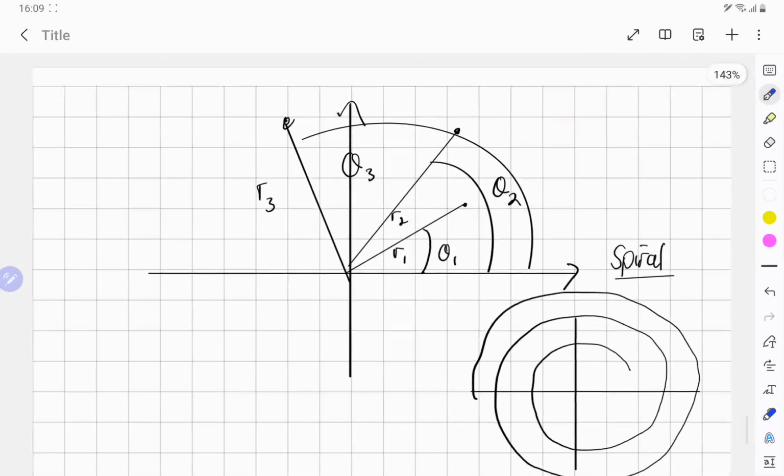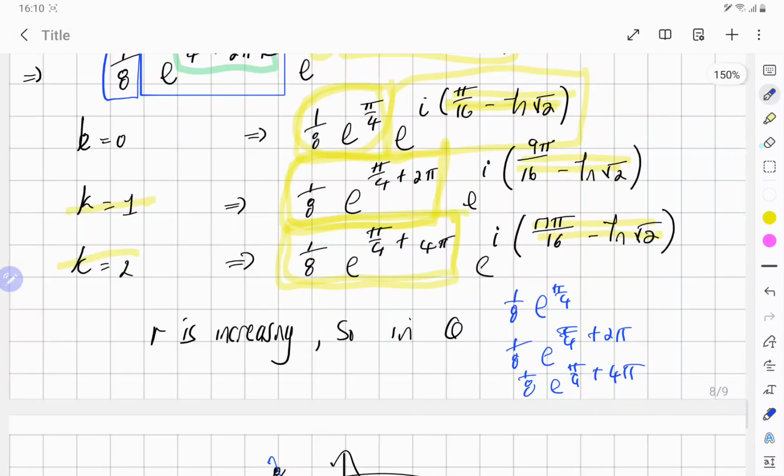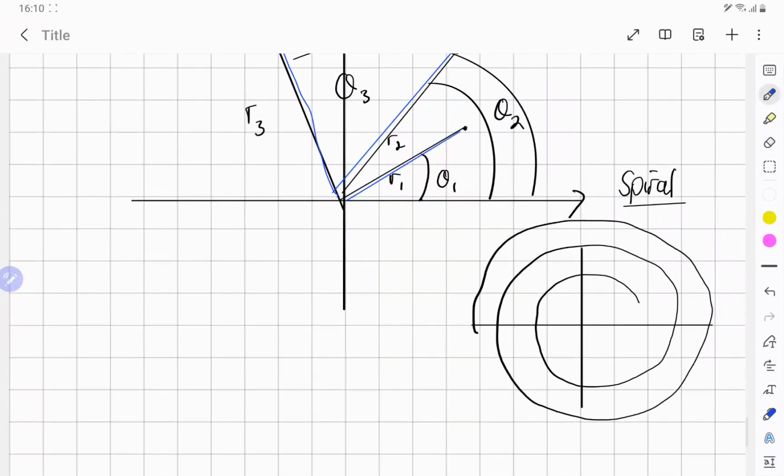So your radius is increasing. That's what I want to show here. Your radius is getting larger and larger. Now look at my argument. We don't have to worry about the minus ln root 2 because that's constant. But this angle is also increasing. So say increasing, increasing, increasing. So at the end, because my radius and my angle are increasing, I will get a spiral.